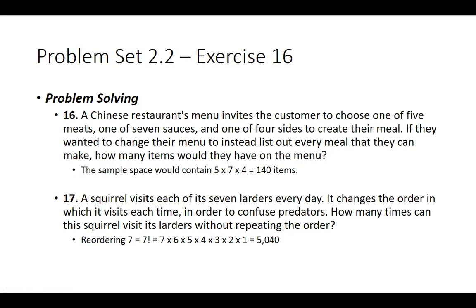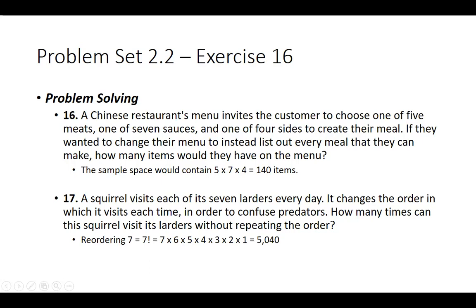A Chinese restaurant's menu invites the customer to choose 1 of 5 meats, 1 of 7 sauces, and 1 of 4 sides to create their meal. If they wanted to change their menu to instead list out every meal they can make with those combinations, how many items would they have on the menu? So the sample space would contain 5 meats times 7 sauces times 4 sides, which would be a total of 140 items. 140 meals can be made out of those combinations.